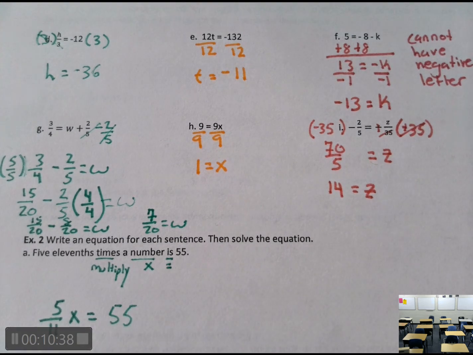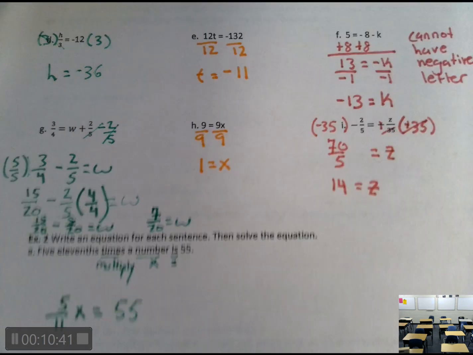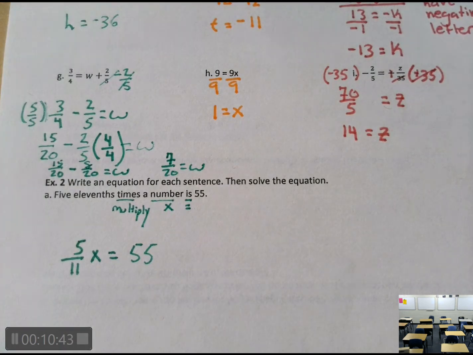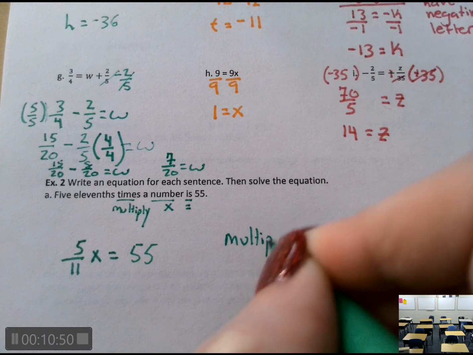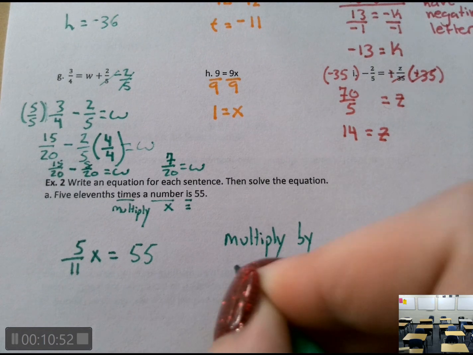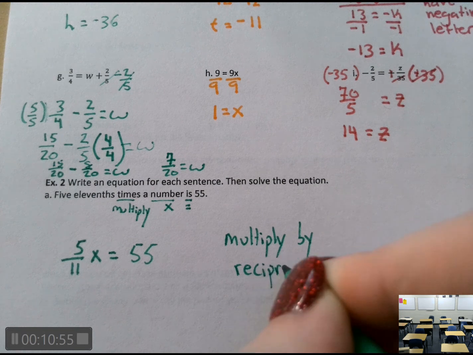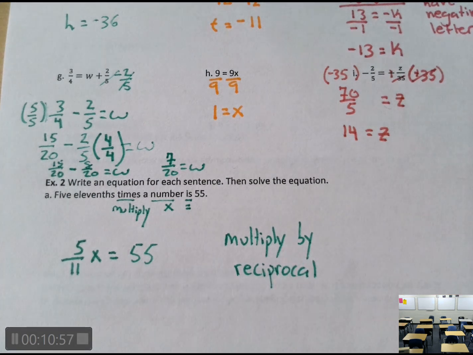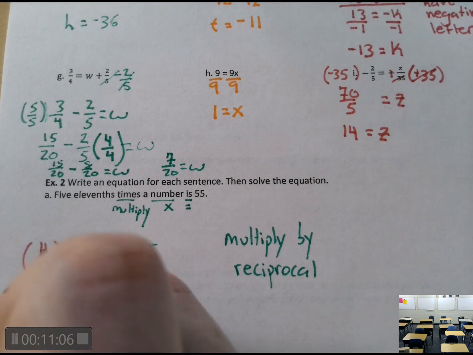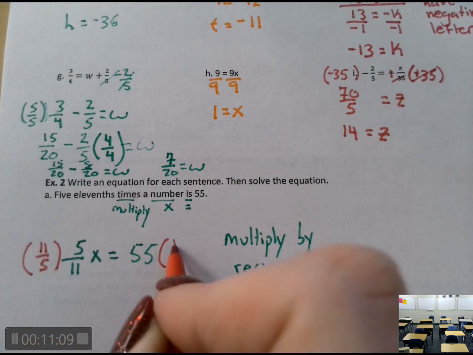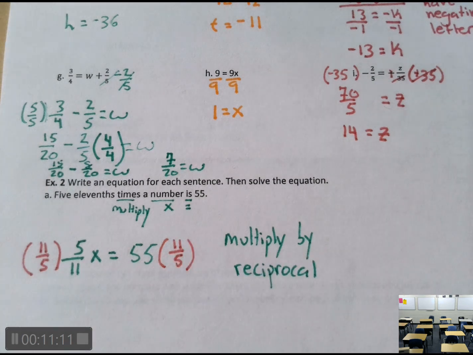Alrighty. So now, because we have a fraction times our letter, we need to multiply by the reciprocal. Reciprocal just means the opposite. So we gotta flip it. So I'm going to flip this fraction to be 11/5. We're going to multiply it on both sides of our equation.